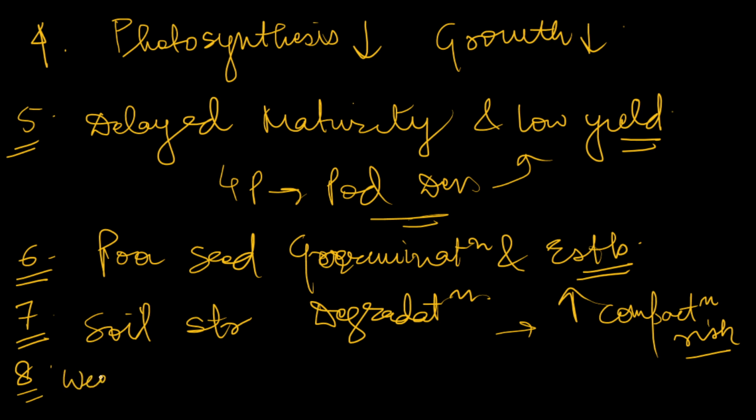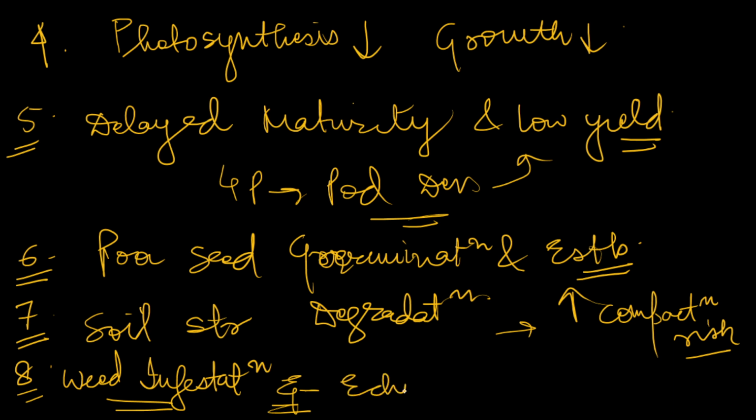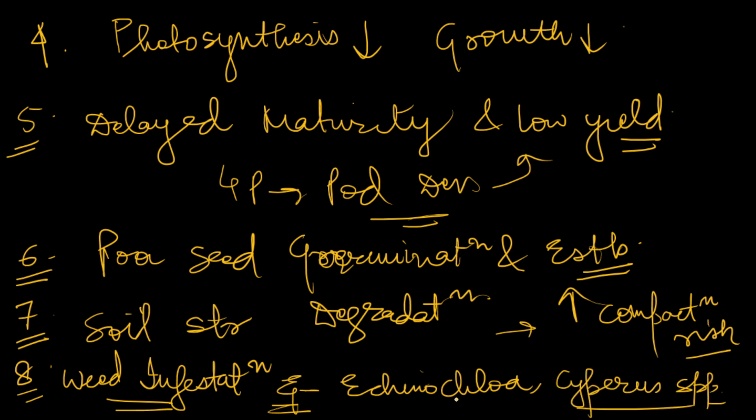There are high chances of weed infestations also, because there are certain semi-aquatic weeds that love waterlogging conditions. Obviously, crops are not able to grow properly, and these weeds are loving waterlogged conditions. So that could be a problem. You can give examples of some weed species such as Echinochloa and Cyperus species. So these are some of the effects of waterlogging.